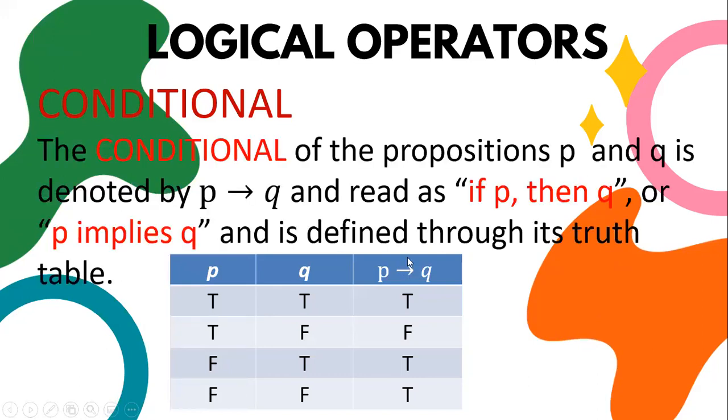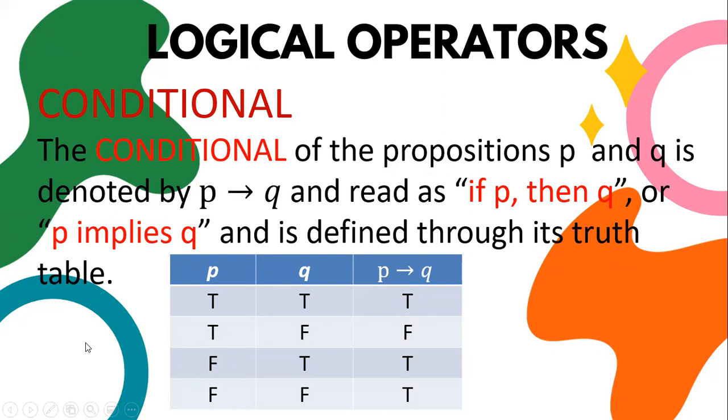So in symbol natin, kapag nakita nyo itong symbol na to, ibig sabihin if-then siya. So sa if-then statement, ang false lamang ay kapag si P ay true at si Q ay false. All the rest ay true na siya. So again ha, the only false sa conditional operator natin is that if P is true and Q is false, then if-then of P and Q is false. All the rest ay true.